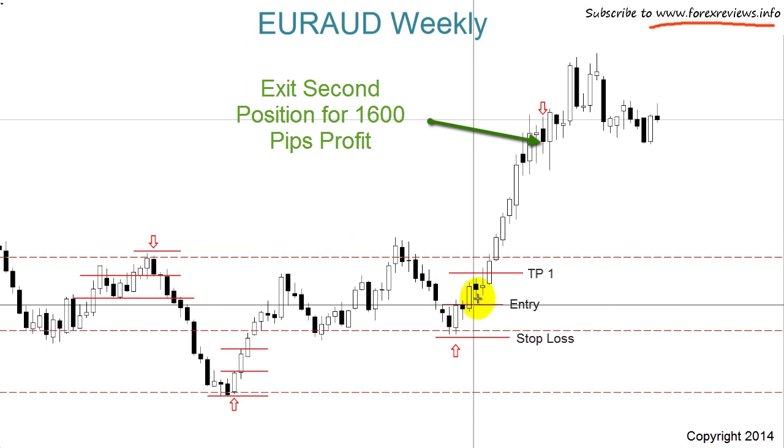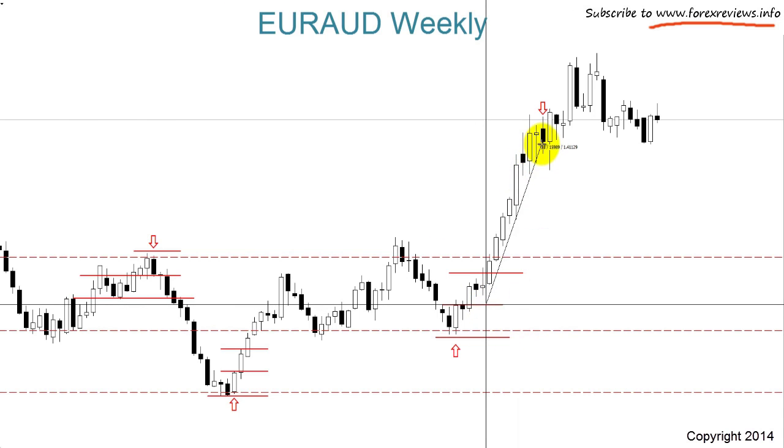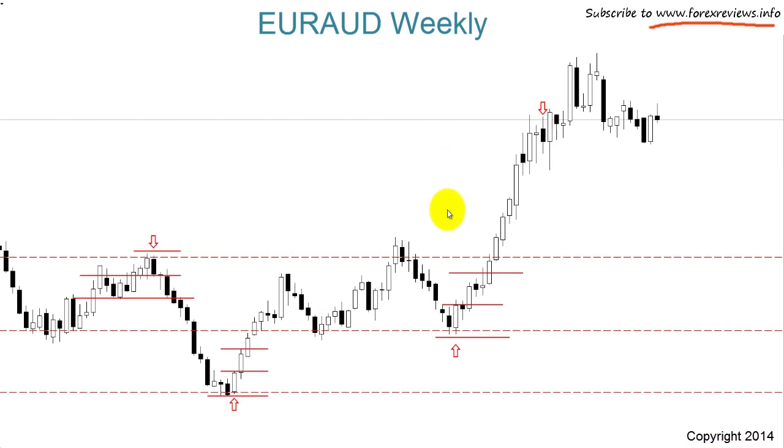Right? So 330 on the first position and 1600 pips plus on the second position. So this shows the power of letting the second trade run once again. Because we could have been expecting a bearish signal here telling us to get out. But it didn't happen. The market just kept going.